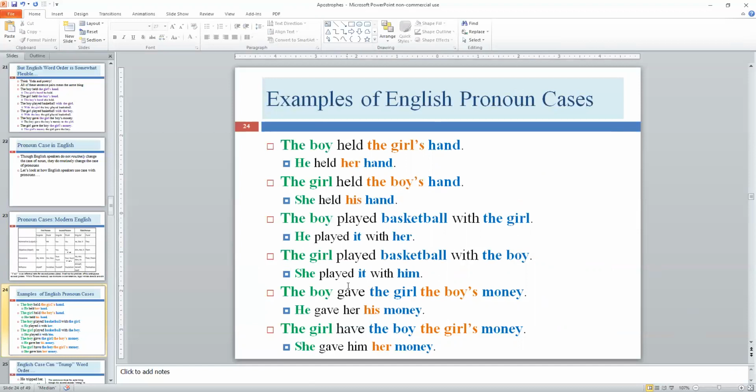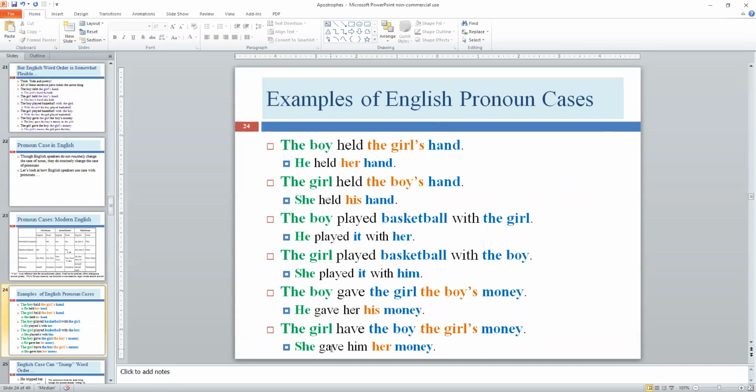But guess what? You and I don't need to refer to that cheat sheet because we know all this stuff. The boy played basketball with the girl. He played it with her. The girl gave the boy the girl's money. She gave him her money. This stuff is pretty easy for us, pretty intuitive for us to do. We are using case automatically without reflection.